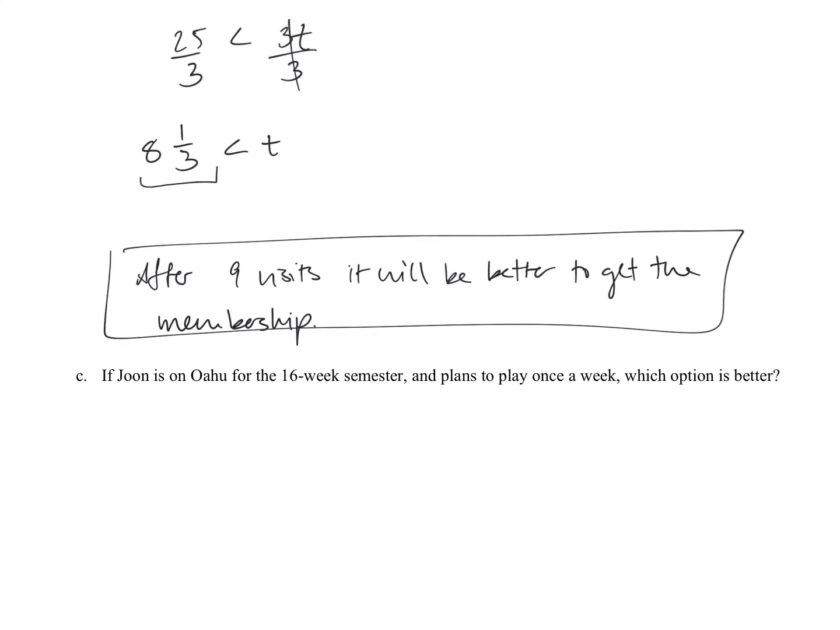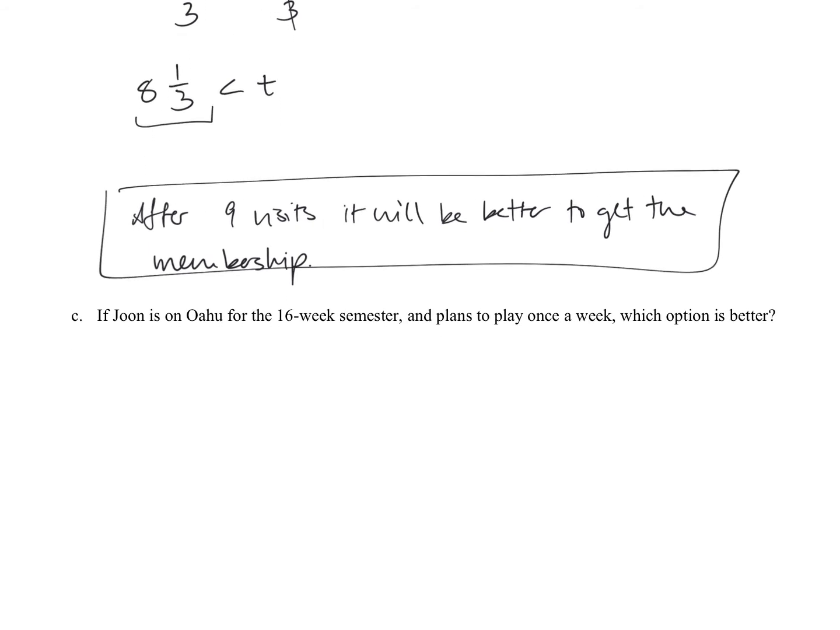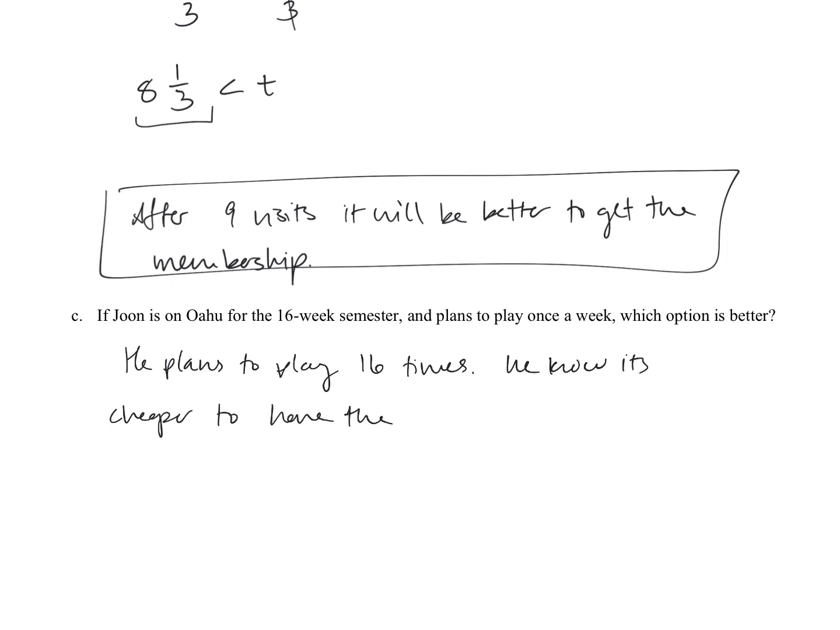Alright, let's take a look at the next part. If June is on Oahu for a 16-week semester and plans to play once a week, which option is better? Okay, so let's just think through this one. So, 16 weeks and he plans to play once a week. So that means he plans to play at least 16 times. So he plans to play 16 times. We know it's cheaper to have the membership if what? If he plays 9 times, 9 visits.